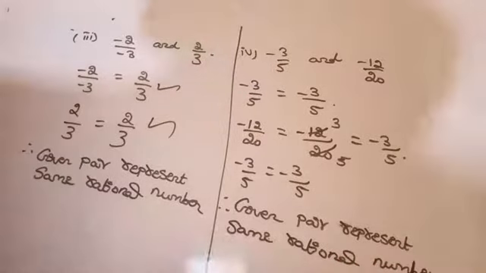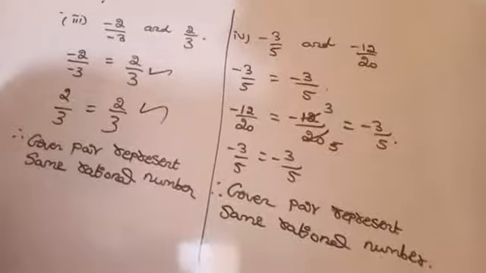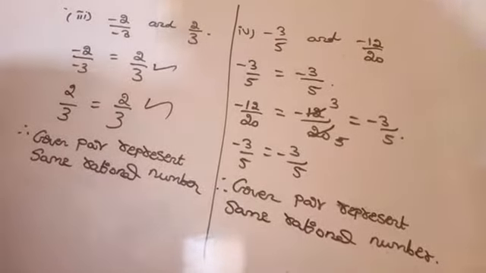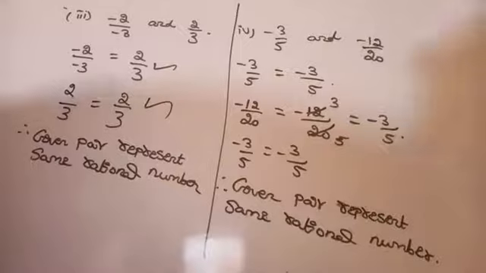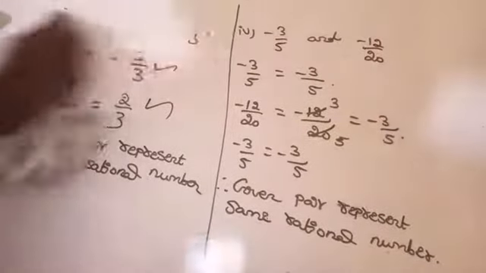Yes. Are you getting there? The given pair represents the same rational number. Okay. Now, the fifth part, it is given for you 8 by minus 5 and minus 24 by 15.